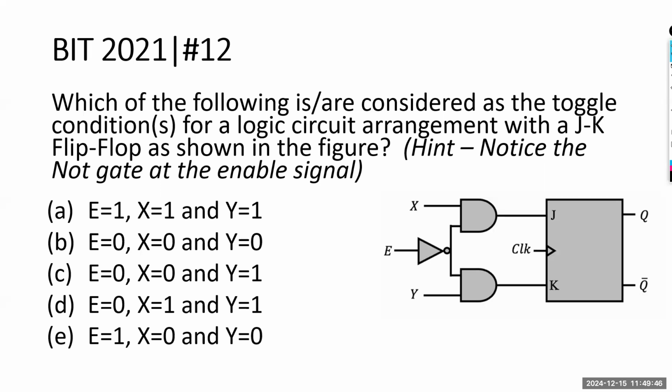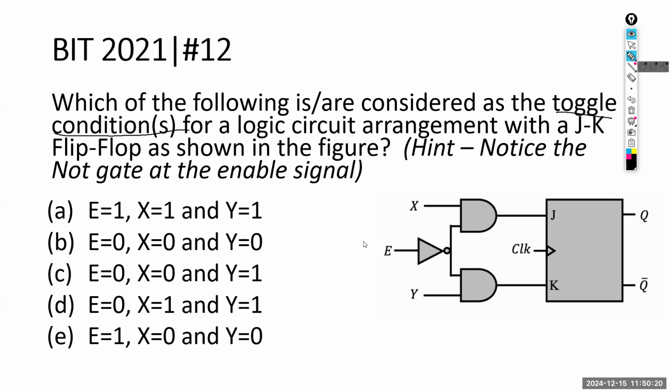Okay, right. So it's a JK flip flop. Clock is there. Therefore, it's a flip flop definitely, and it's an edge triggering, not level triggering. Which of the following are considered as the toggle conditions? Toggle condition means toggle the value. For a logic circuit arrangement with a JK flip-flop as shown in the figure. So this hint is given to you by me. Note the NOT gate at the enable signal.